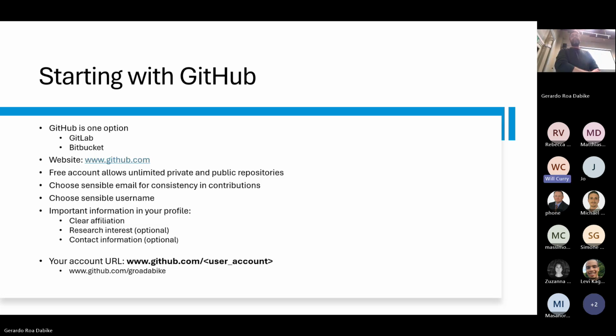As I said, we have more than one system. GitLab and Bitbucket are probably the second and third in popularity. But with GitHub, you can have unlimited private and public repositories. That wasn't always the case. At first they were all public in the free account. Now you can have private ones, which is great.